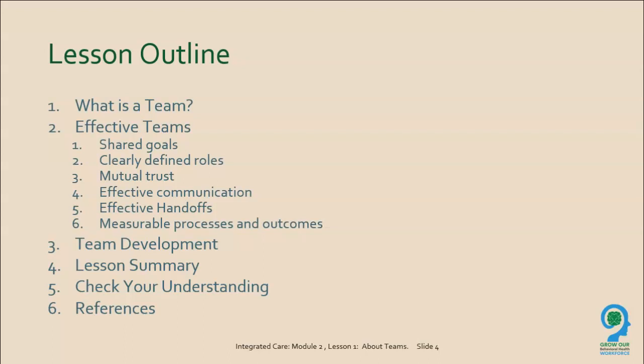Lesson outline. This is a robust lesson, so bear with me, but we'll be covering first what is a team. Then we'll look at what makes teams effective with different subsets that we'll discuss, including shared goals, clearly defined roles, mutual trust, effective communication, and effective handoffs, and finally measurable processes and outcomes. Then third, we'll look at team development. How do teams develop and become highly performing teams that our patients deserve?